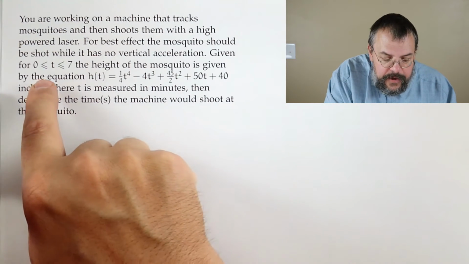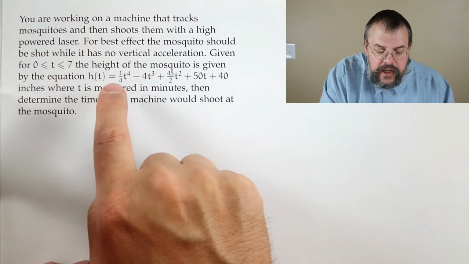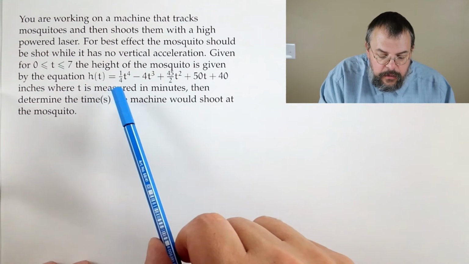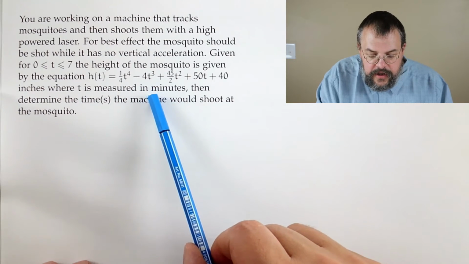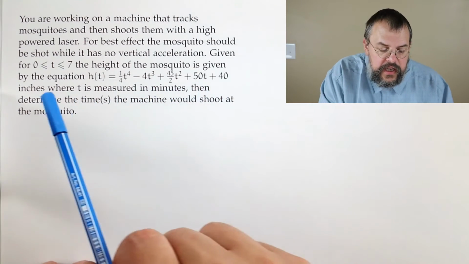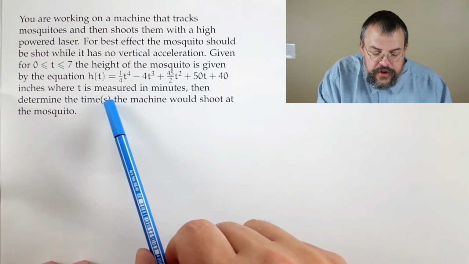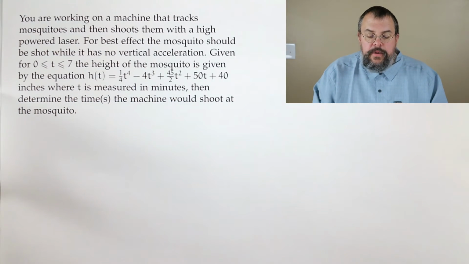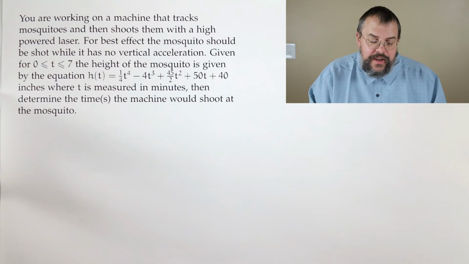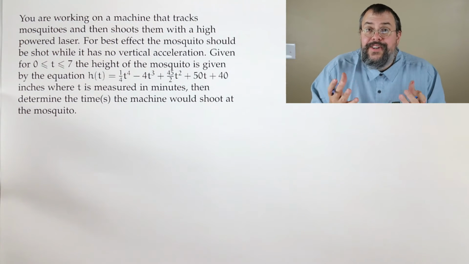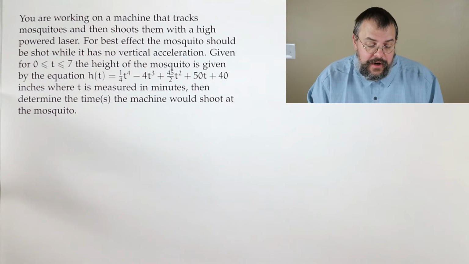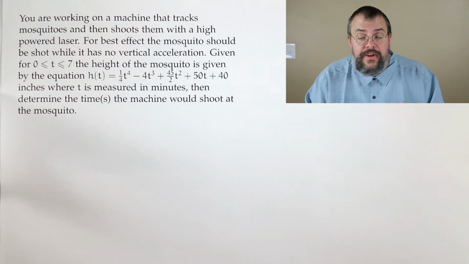So given that for time between 0 and 7, the height of the mosquito is given by the equation h(t) = 1/4 t to the 4th minus 4t cubed plus 45/2 t squared plus 50t plus 40 inches, where t is measured in minutes, determine the times that the machine would shoot at the mosquitoes. These are strange units, but we actually don't need to know the units, because first off, the question doesn't ask what the units are. What do we need to do?